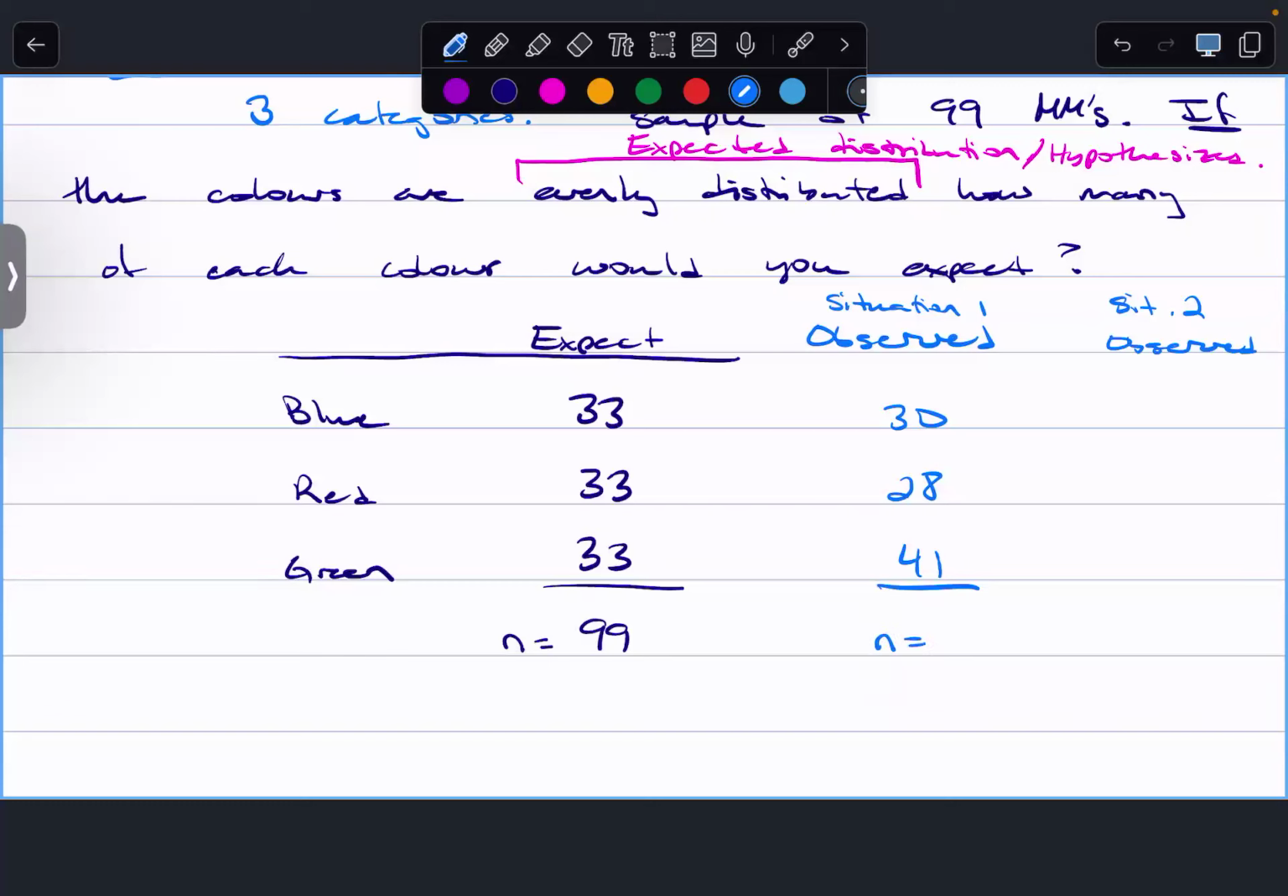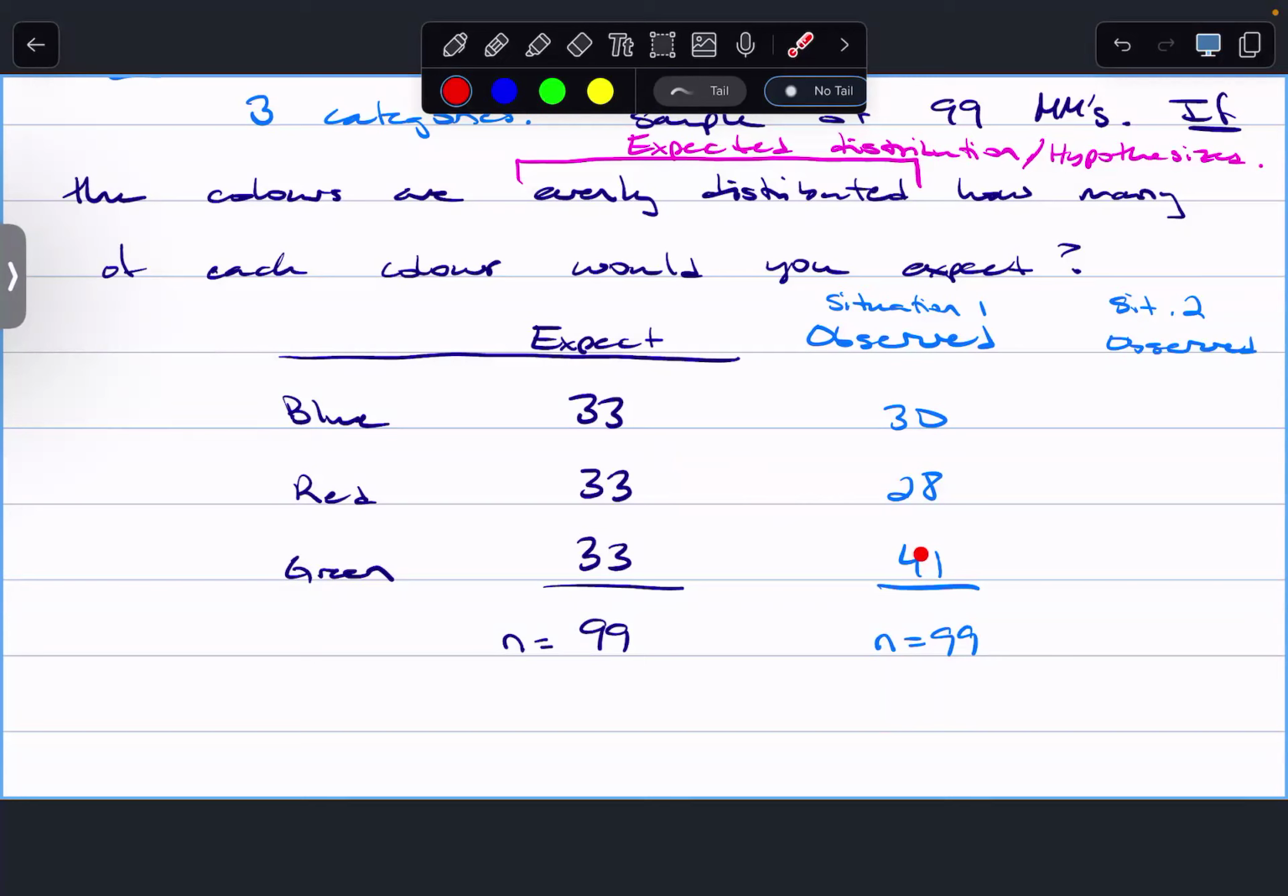Total still has to be 99, right? I guess I shouldn't have. This one's quite far from 33, right? But what are we doing? We're looking at these observed counts. Now 30, just going with your gut, isn't that far from 33, right? 28 is further, but not that far from 33. But then this 41 kind of throws a wrench in things.